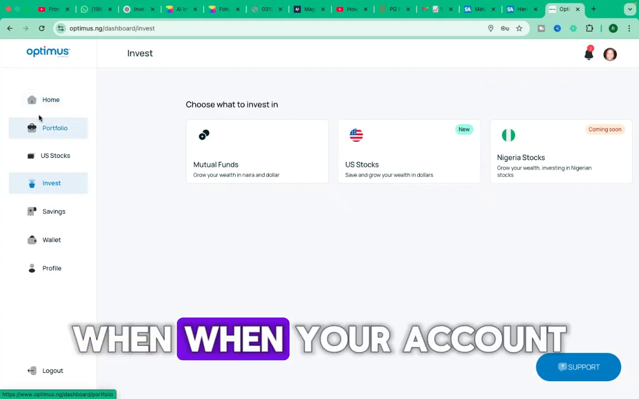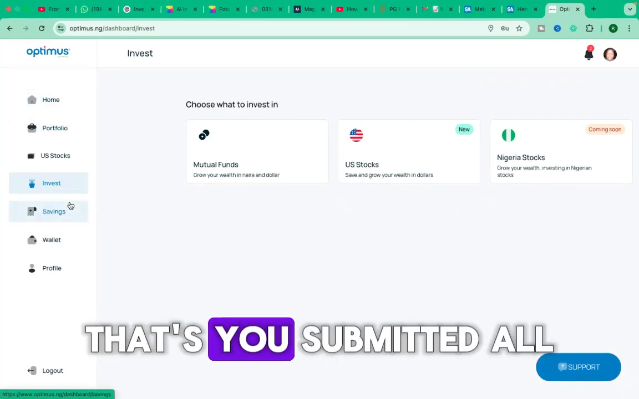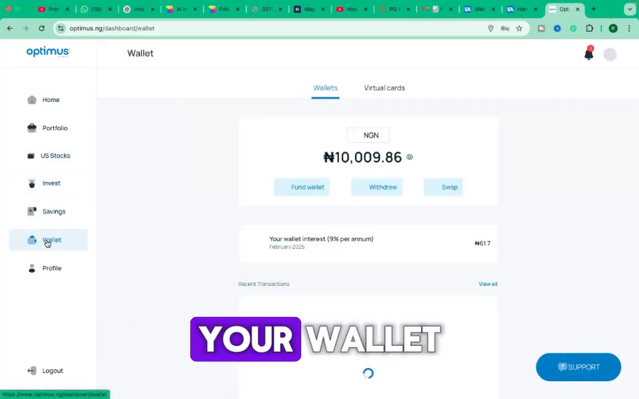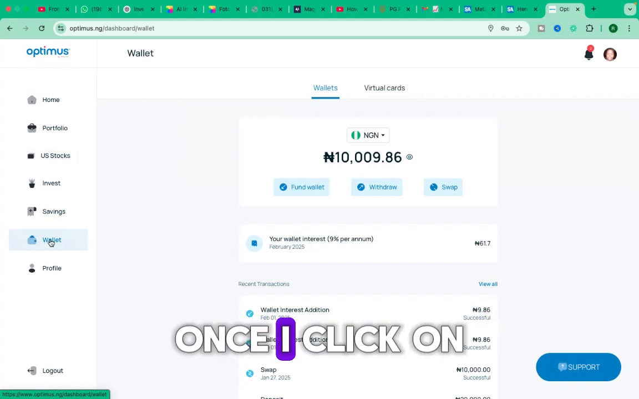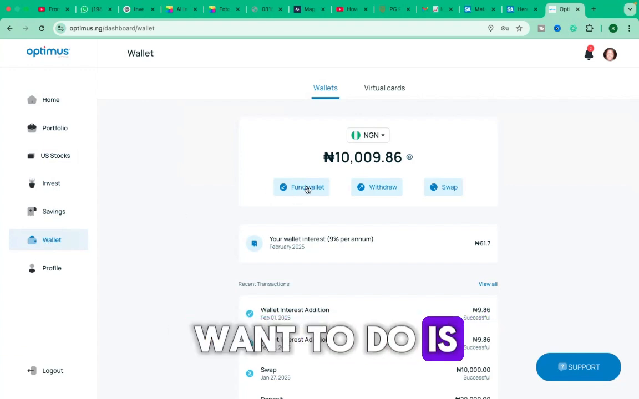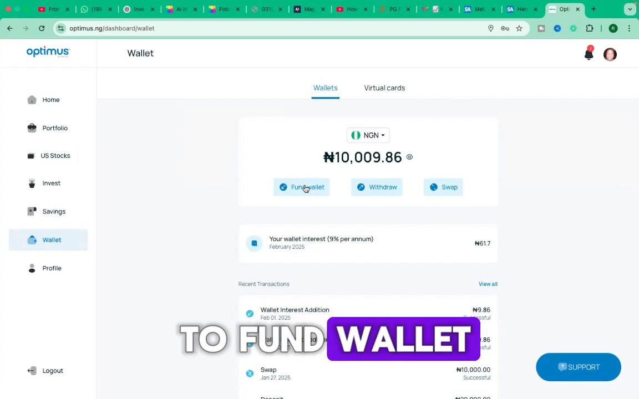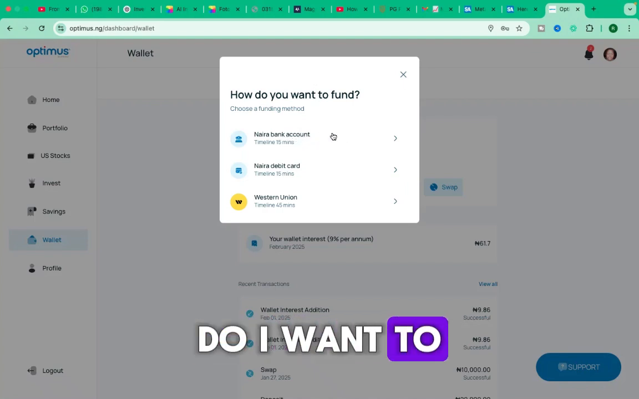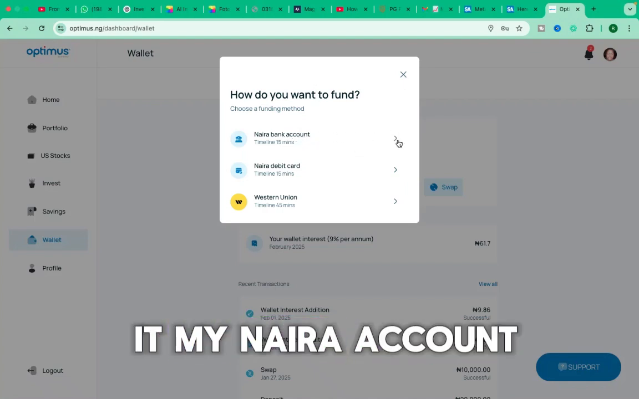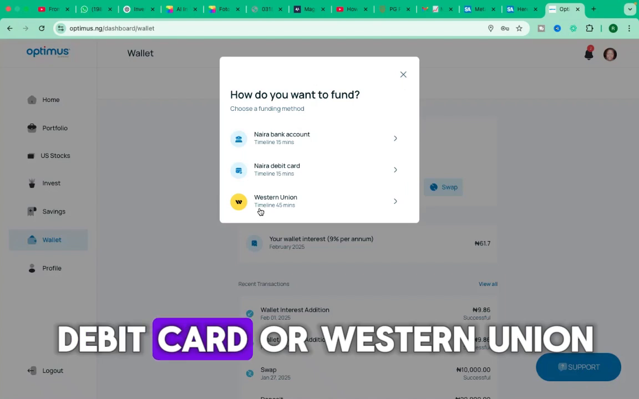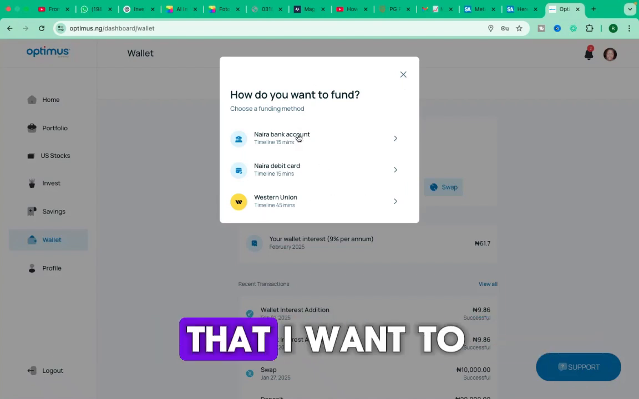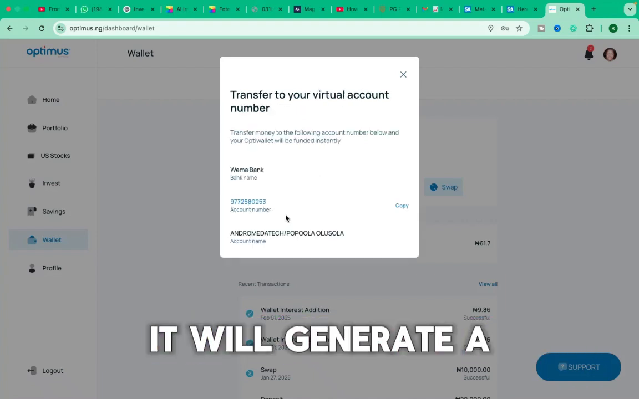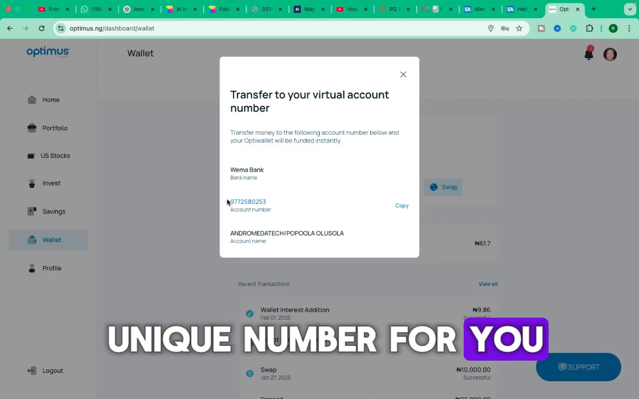When your account has been verified, that is, you have submitted all your documents, the next thing you'll be told to do is to fund your wallet. I click on wallet, and the next thing I do is come to fund wallet. If I click on fund wallet, it asks whether I want to put in Naira, from my Naira account, my debit card, or Western Union. If I decide that I want to use the Naira bank account, once you click it, it will generate a unique number for you.